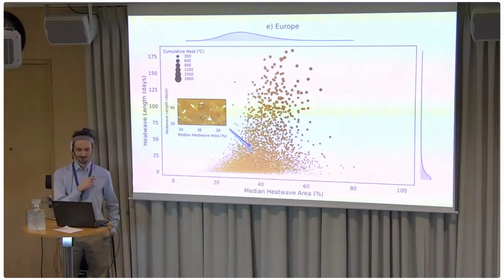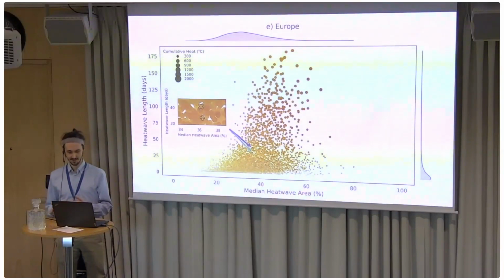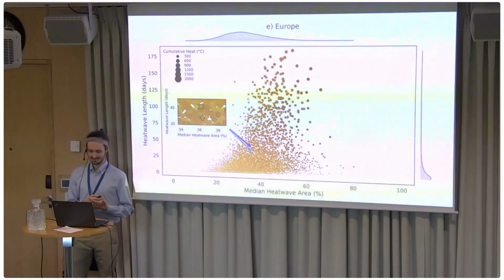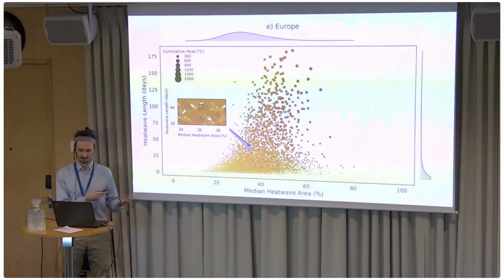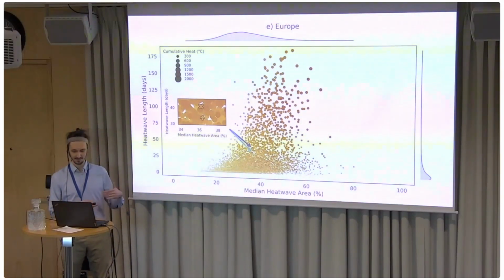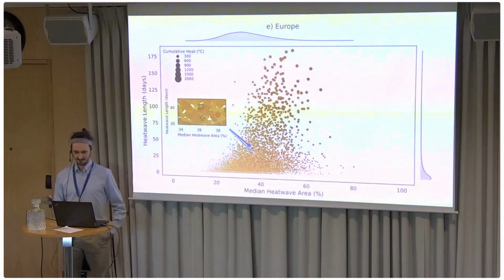In addition, we see that even in this scenario, heat waves are becoming significantly more severe, both of which feed into the increase in cumulative heat indicated by the dot size. And in terms of the affected area in Europe, we can see heat waves that are substantially bigger by a factor of 1.5 or even close to 2.